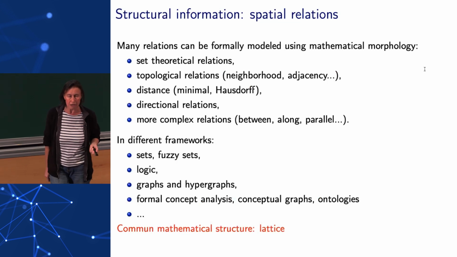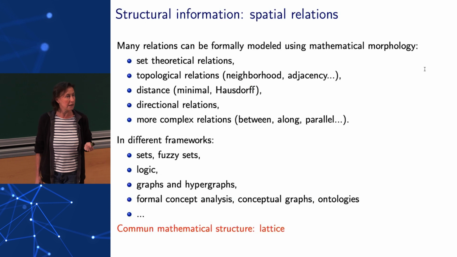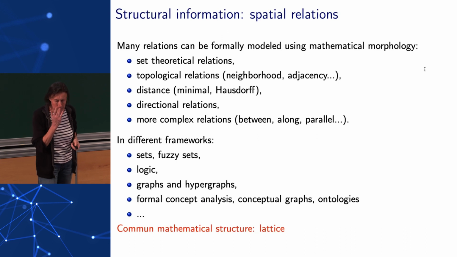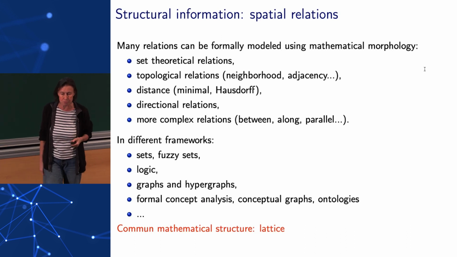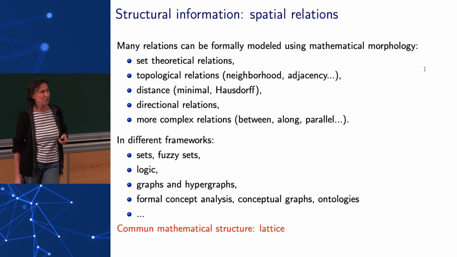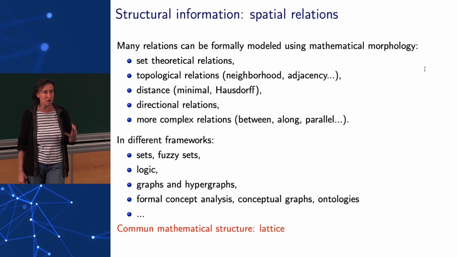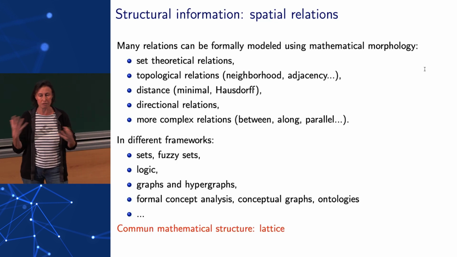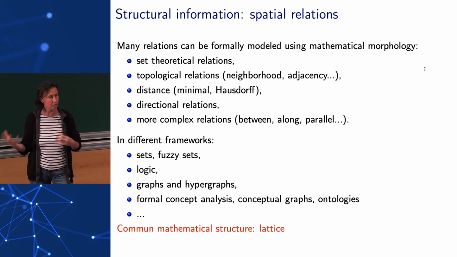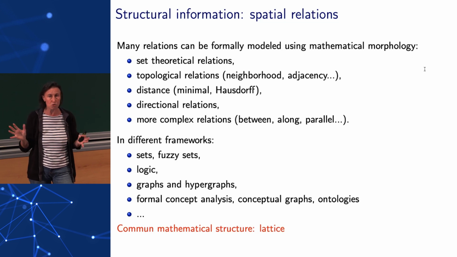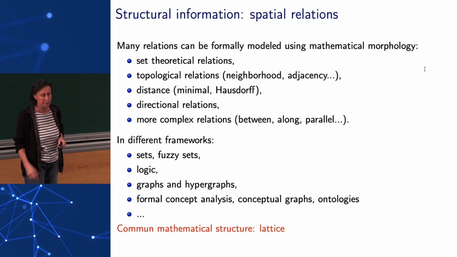So now let's detail a little bit more this idea of using structural information to have a global interpretation of an image. A large part of my work was dedicated to spatial relations. With this algebraic framework, it's interesting to notice that several spatial relations can be conveniently represented using mathematical morphology. For instance, we can define set theoretical relations or topological relations, distances, etc., using mostly dilations and erosions, so very simple tools from mathematical morphology.